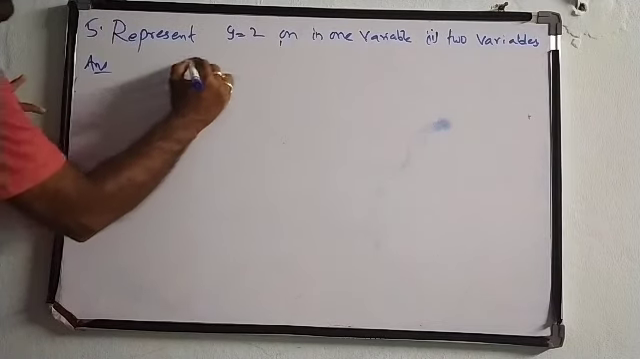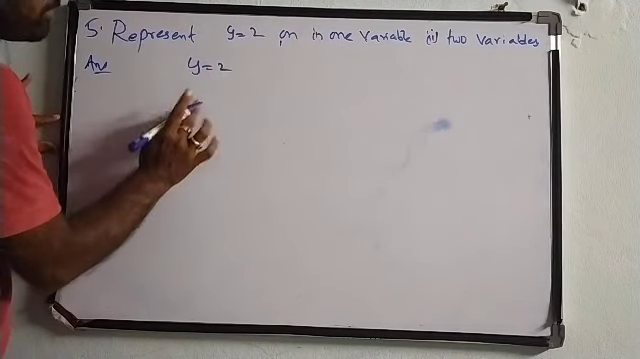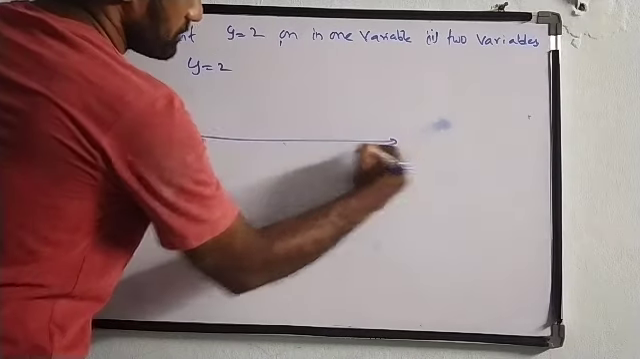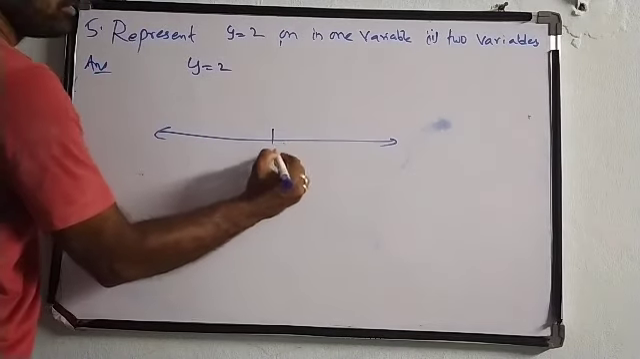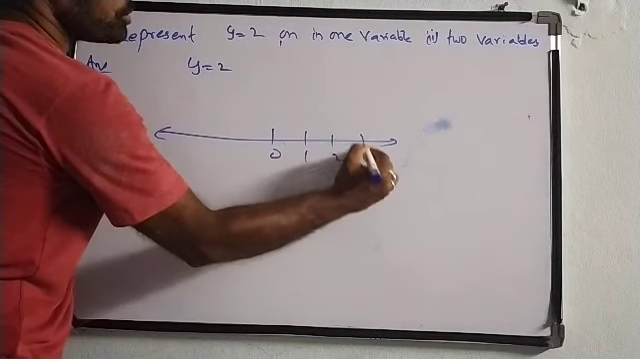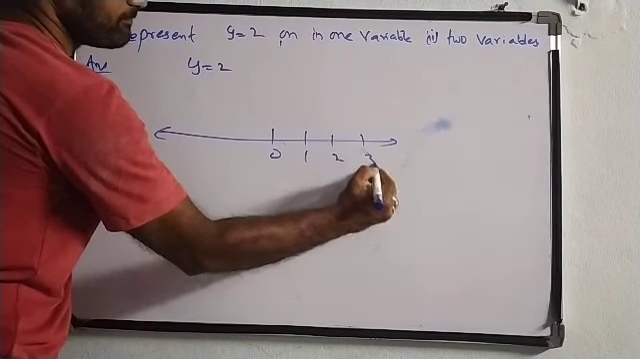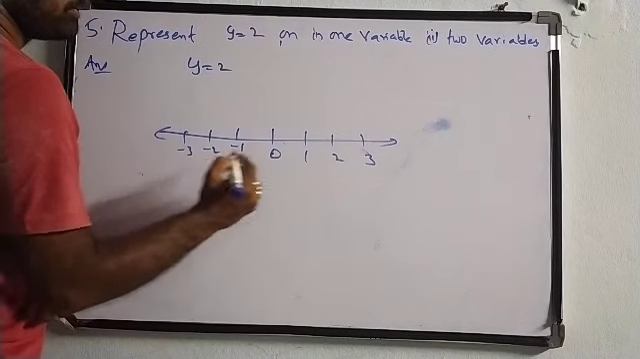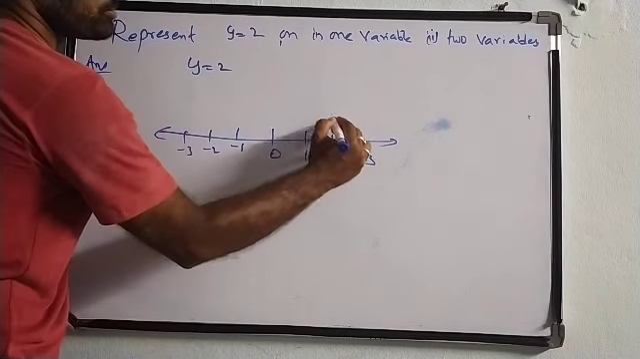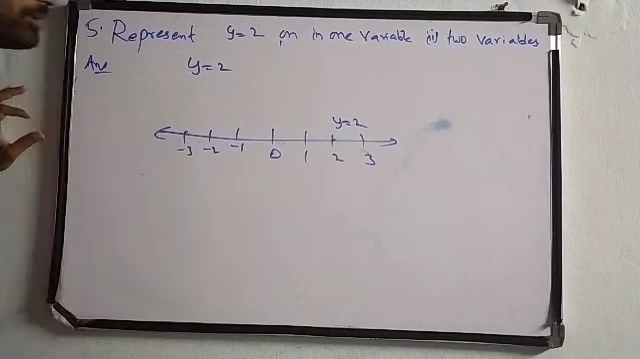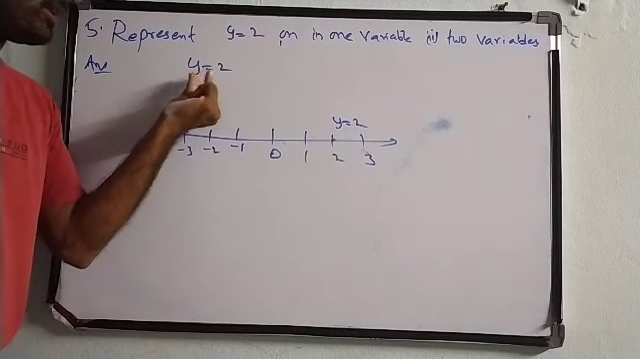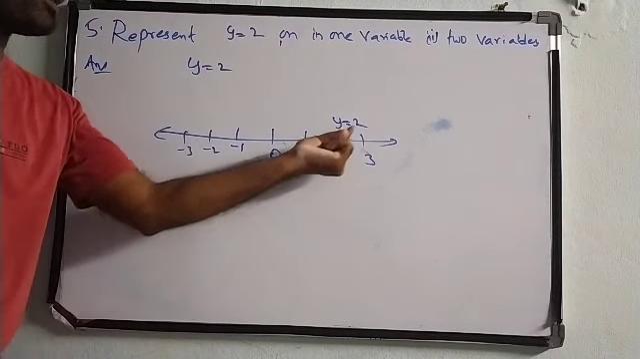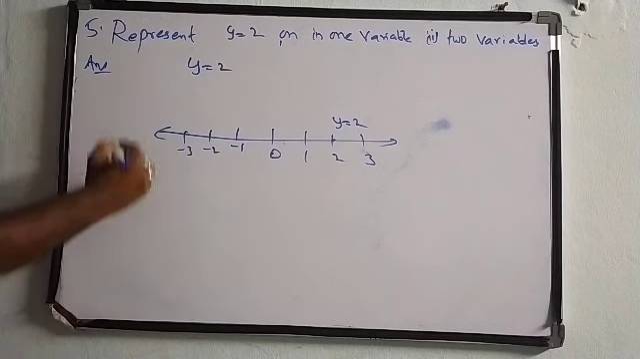Given y = 2, this is in one variable. So we can take the number line first. 0, 1, 2, 3, and here -1, -2, -3. So here will be y = 2. On the number line, when a normal number 2 is there, we can represent it like this. So it is in one variable.